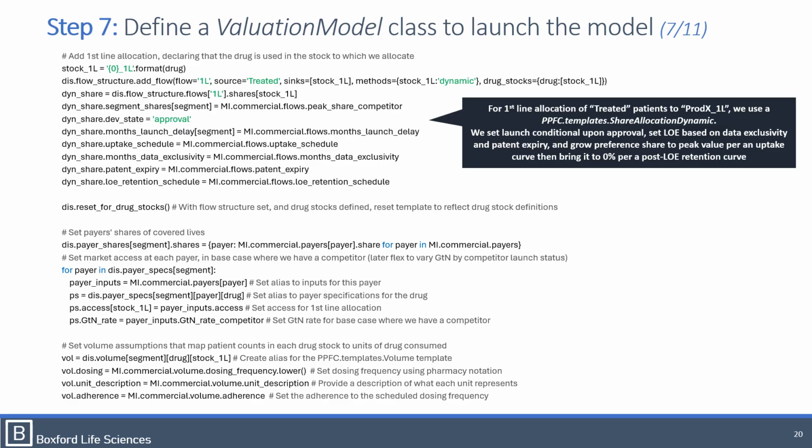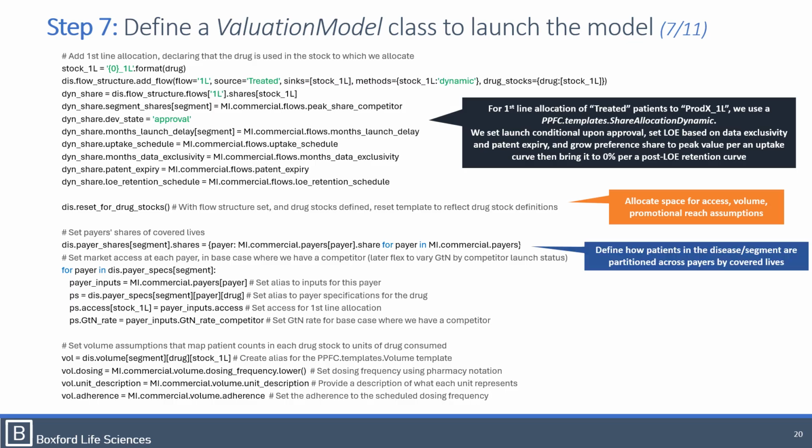Once we do that information and we've set now all the flows and all the drug stocks, we call a method reset for drug stocks in this disease model, which is built into the template. What it's going to do is see where we've defined drugs being used. We might have a first line allocation and second line allocation for the same drug that needs different access assumptions, for example. It's going to go back and look through the structure and see what changes it needs to make in order to have the assumptions that we want, to be able to specify access exactly by where the drug is used, etc.